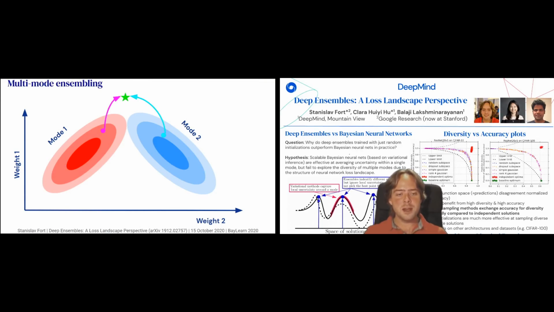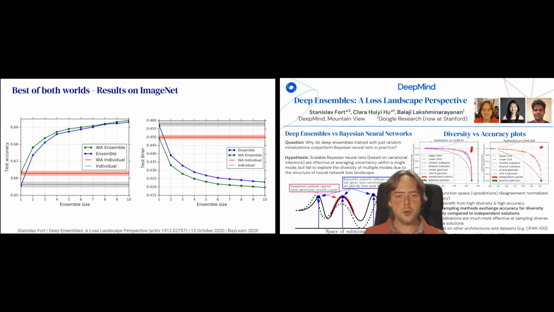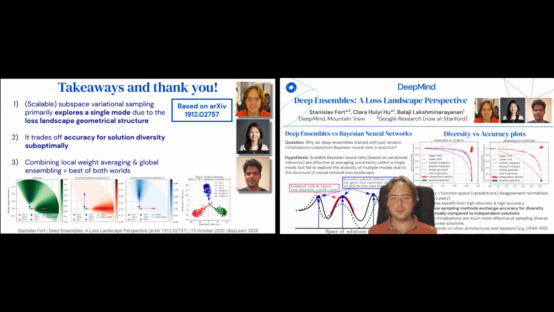Or we can do an independent sample of each mode, as we normally do with a single run, and then ensemble them. Or we can do the best of both worlds and do a better estimate of the local center of the mode and then ensemble those centroids. We show that the best of both worlds approach increases the accuracy and calibration even on ImageNet.